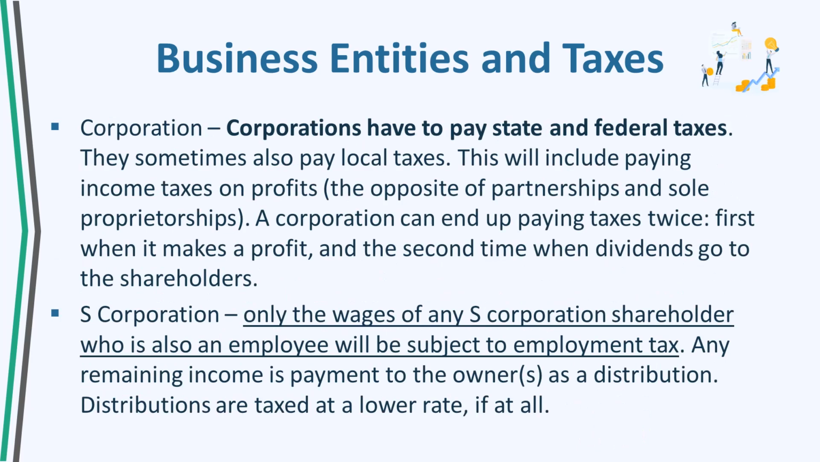Corporations have to pay state and federal taxes. They sometimes also pay local taxes. This will include paying income taxes on profits, the opposite of partnerships and sole proprietorships. A corporation can end up paying taxes twice: first when it makes a profit, and the second time when dividends go to the shareholders.